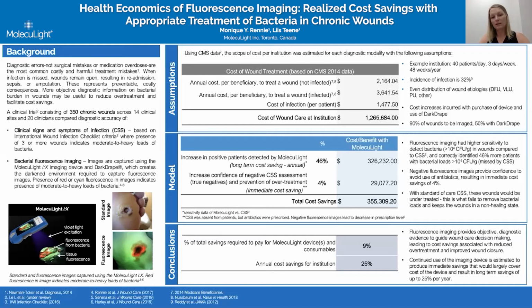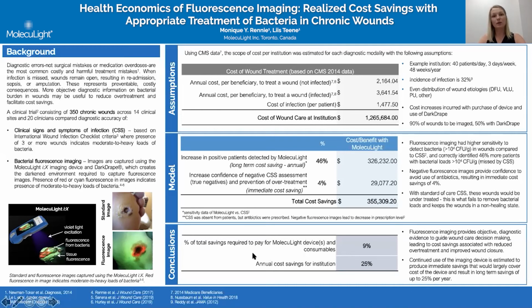The total cost savings when appropriate diagnosis is made with fluorescence imaging is shown here: $355,000 for this example institution. Now, when considering the cost of the device and the consumables, you can see here that based on the total cost of wound care at this example institution, the percent of total savings that is required to pay for the MolecuLight device and consumables is 9%.